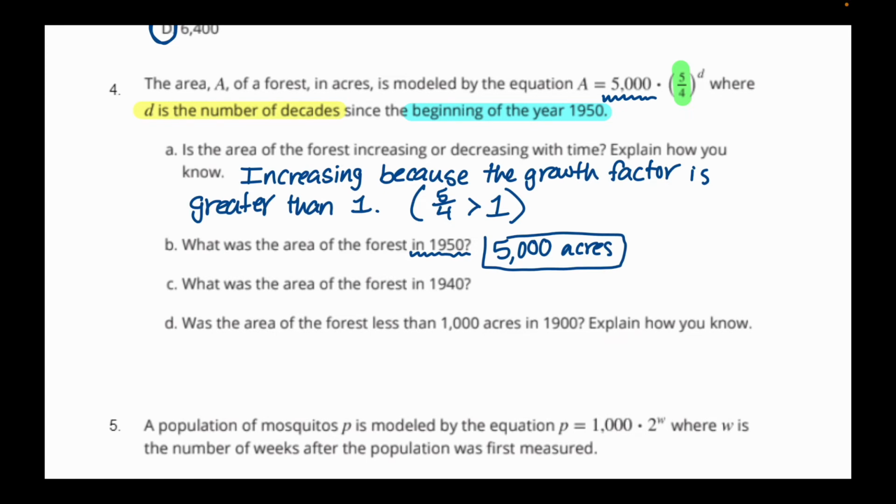And they don't give me a ton of room to write this, so I'm going to put it in a box just so that you can see that it's my answer. Now, what was the area of the forest in 1940? So going backwards in time, we do have to use the area when our input is -1. And if we plug that into our calculator, we would get 4,000. So 4,000 acres.